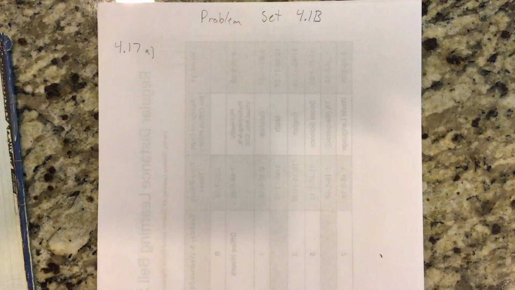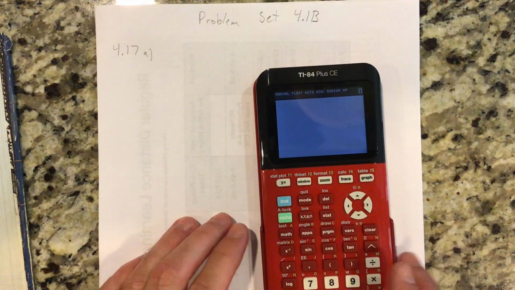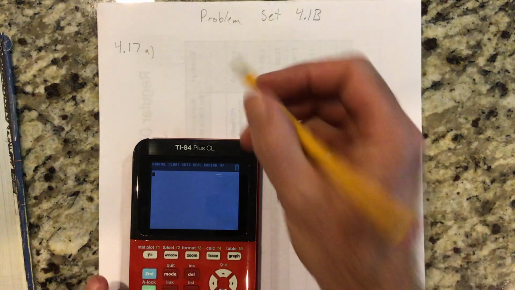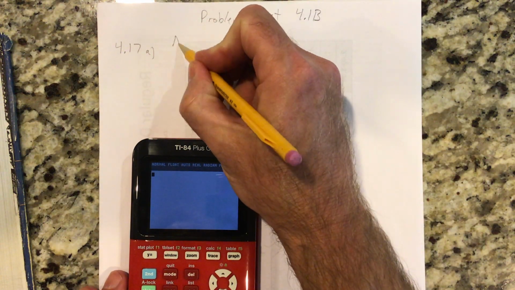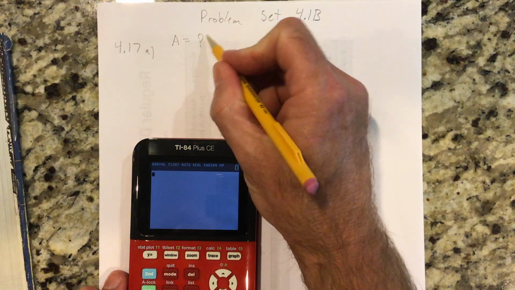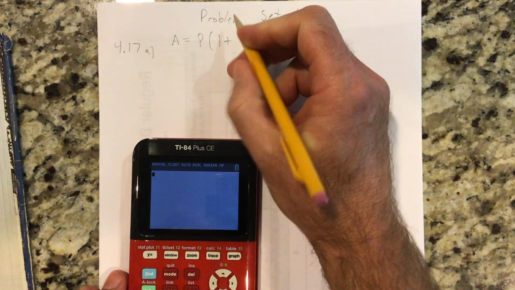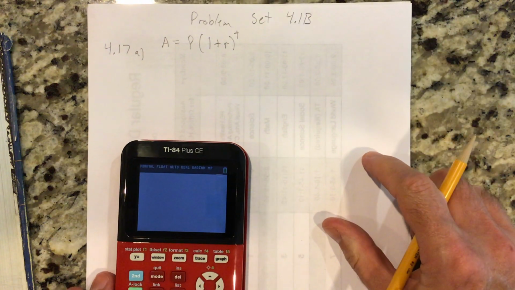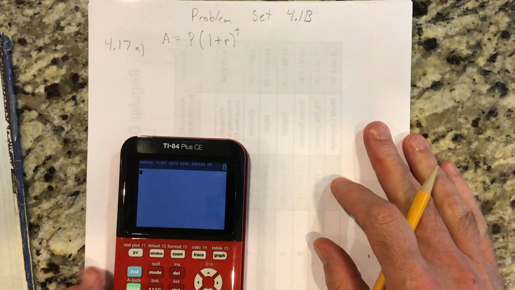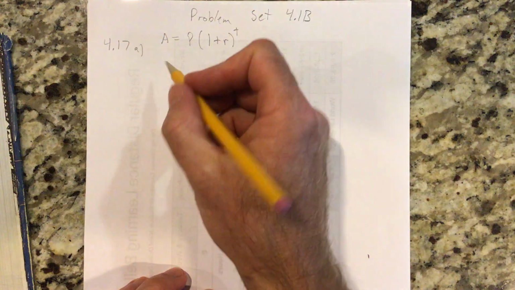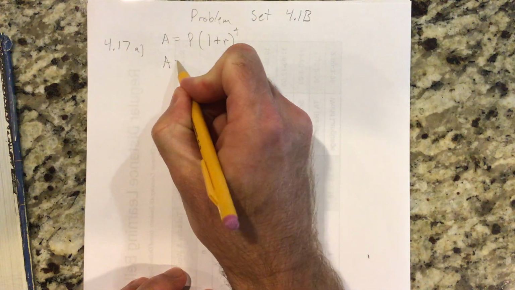So, a quick, easy way to do that. First of all, you're going to want to come up with the equation. You might recall this equation from a past math class: the amount of an investment is equal to the principal multiplied by 1 plus the rate raised to the number of years. This is for annual compound interest.